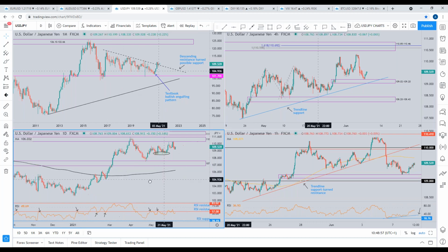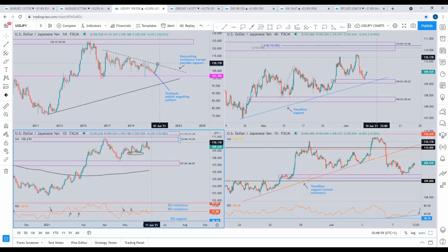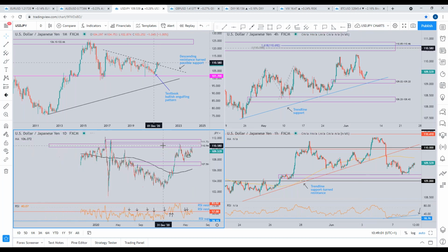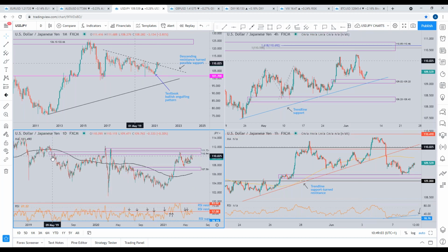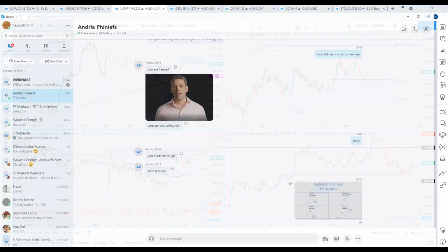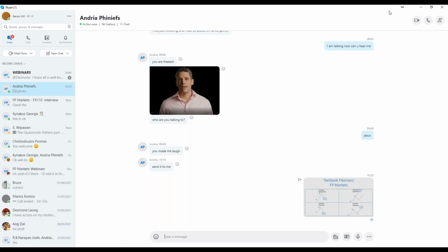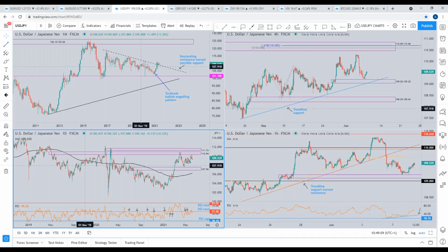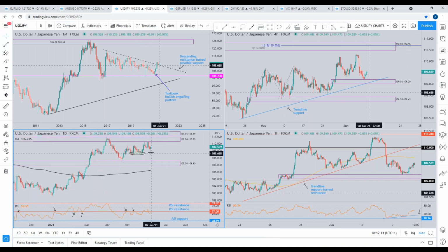Okay, on the daily time frame, we have a long term, and when I say long term, I'm talking reasonably long term, back to 2019. One second, guys. Yeah, back to May 2019, and we had a reaction off this level.